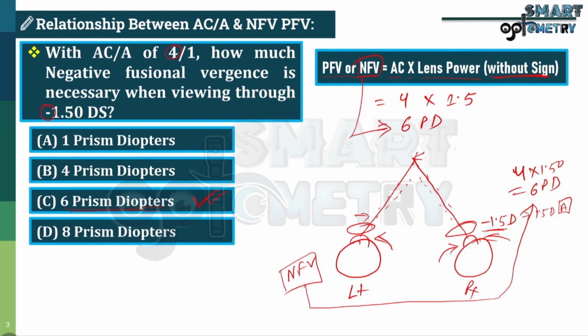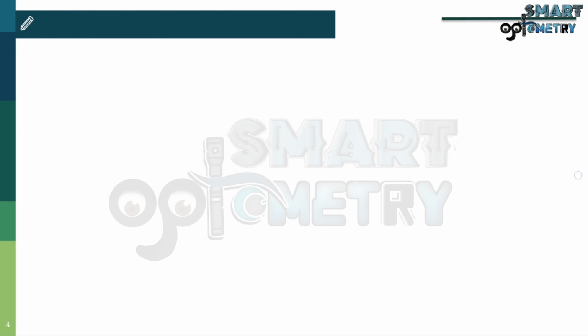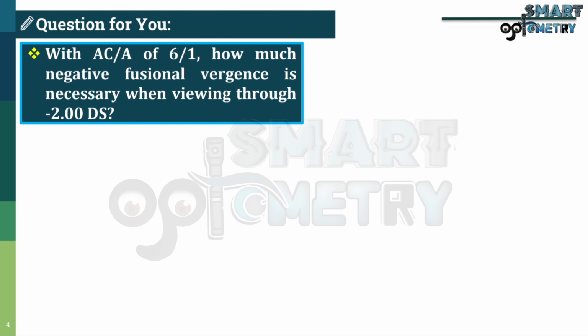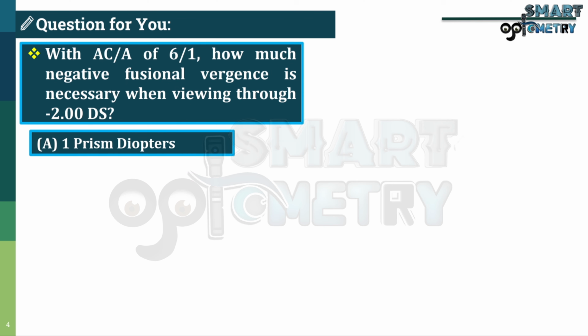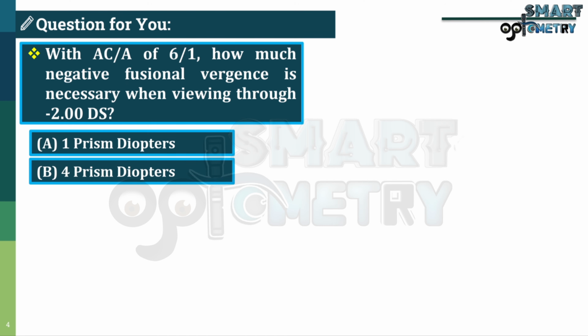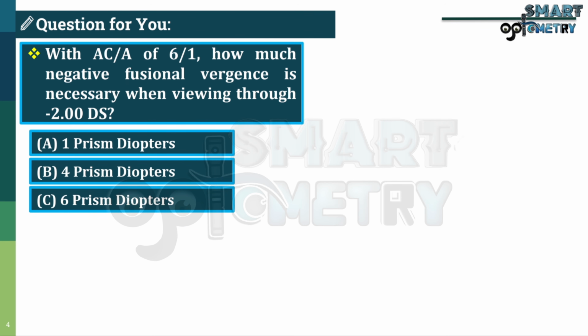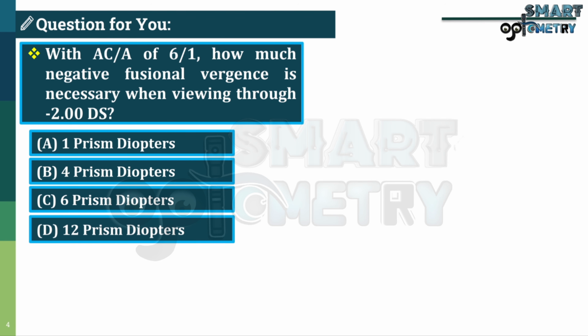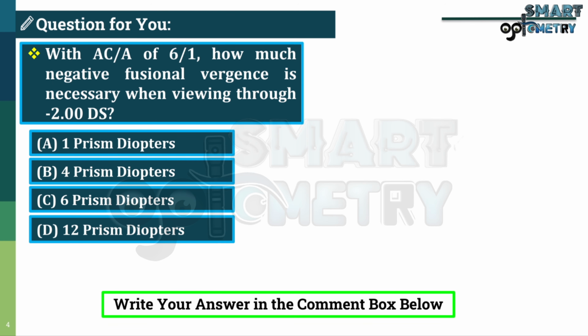Now I have a practice question for you. Question for you. With an AC/A ratio of 6:1, how much negative fusional vergence is necessary when viewing through a minus 2 diopter spherical lens? Option A, 1 prism diopter. Option B, 4 prism diopters. Option C, 6 prism diopters. And option D, 12 prism diopters. Write your answer in the comment box.